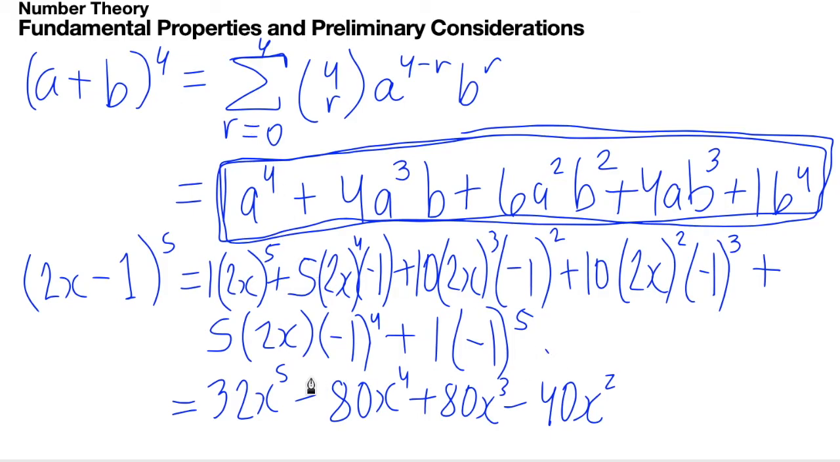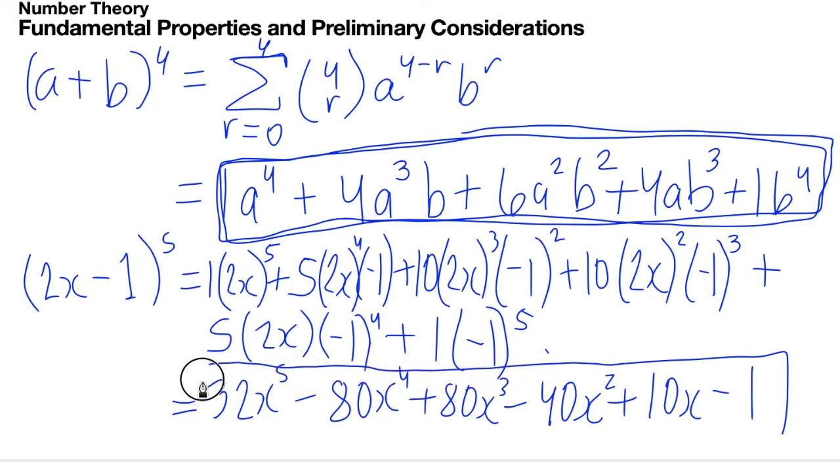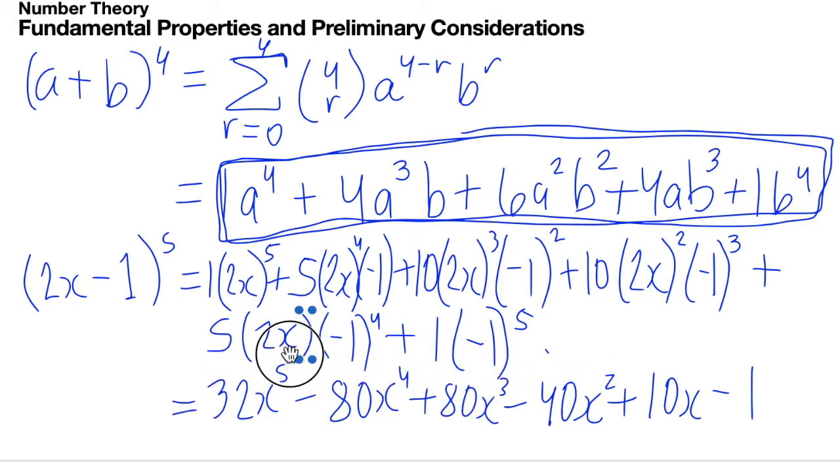Plus here, 5 times 2 is 10x. There's no more raising there. Minus 1 raised to 4 is positive. Imagine there are two, negative 1 quantity squared, so there are two negatives, so it will still become positive. And in the last part, this is negative 1 raised to 5, so that's going to become minus 1. And this is our answer. This is the end of our answer.